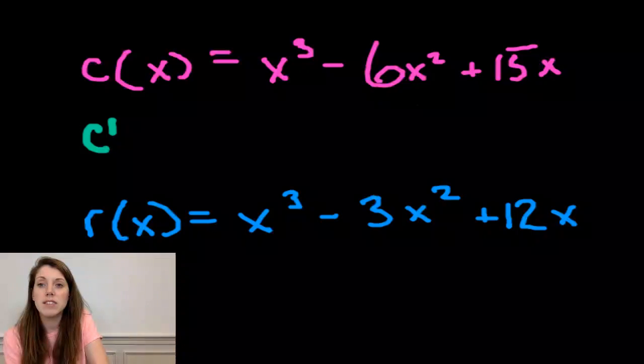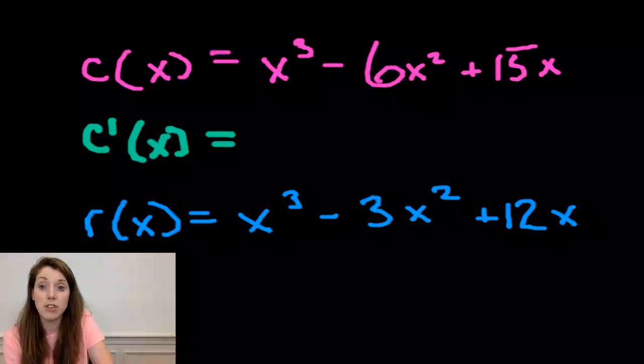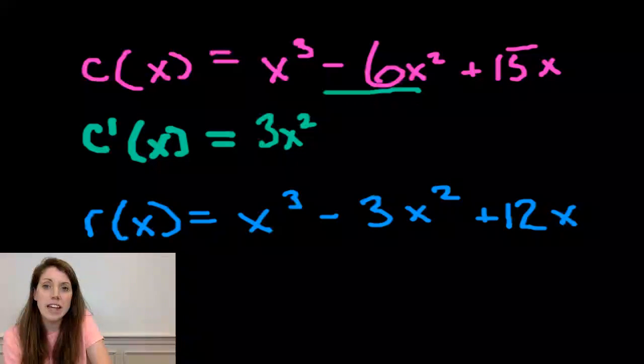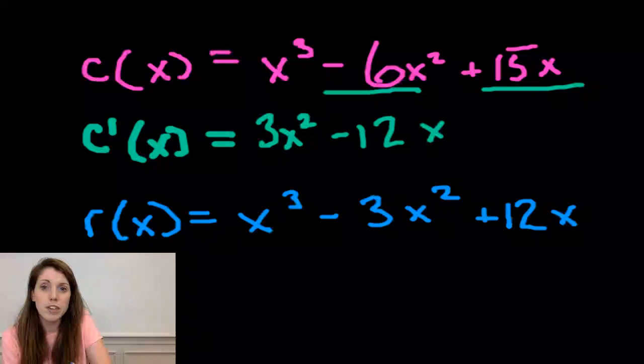We want to find C prime of x, which all we have to do is use our rules of taking the derivative. So the derivative of x cubed is just 3x squared. The derivative of negative 6x squared is just negative 12x. And the derivative of 15x is just 15.